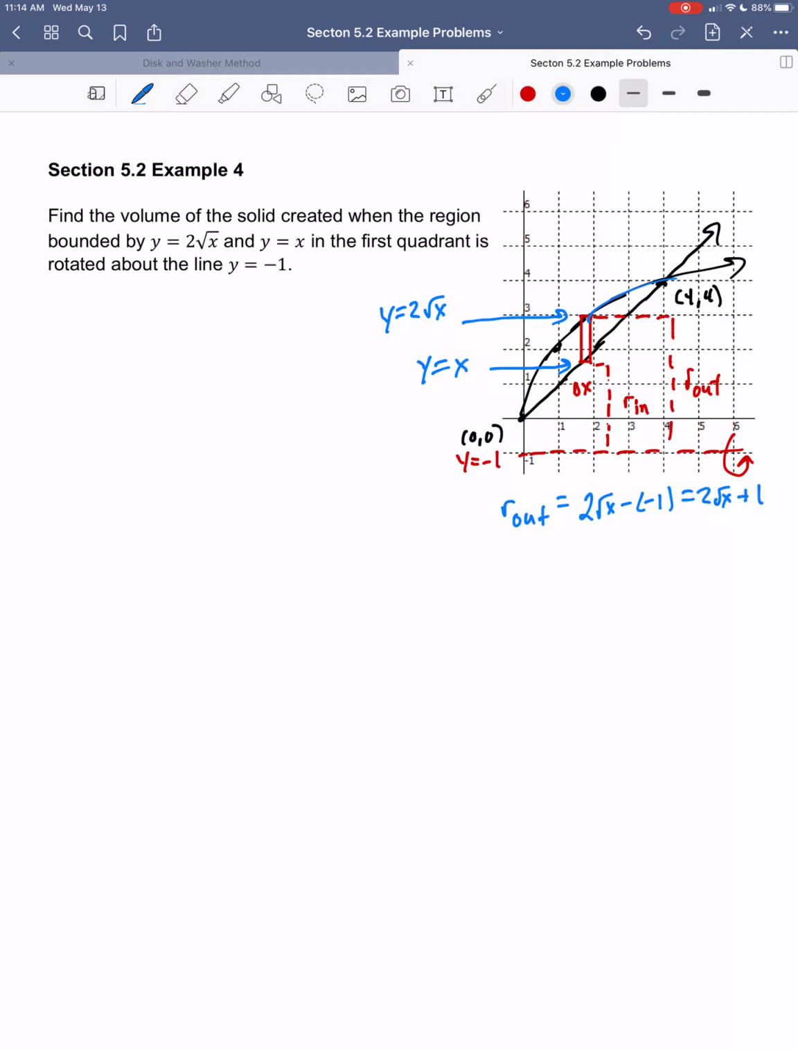So the outer radius in this case is 2 times the square root of x plus 1. The inner radius, we do the same sort of thing. We take the y-coordinate at the bottom of the rectangle and we subtract the y-coordinate for the axis of rotation. So we get x minus -1. So my washer then, when I rotate this, I'm getting a washer. It's going to be the outer radius squared minus the inner radius squared.